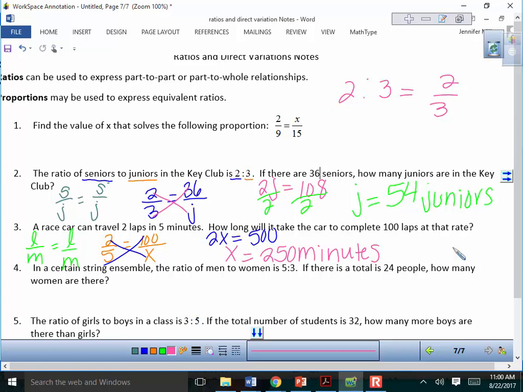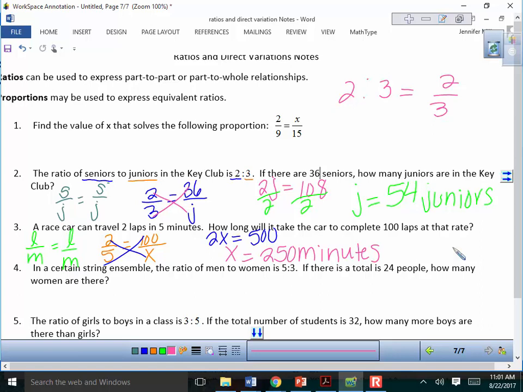All right. Number 4 says in a certain string ensemble, the ratio of men to women is 5 to 3. If there's a total of 24 people, how many women are there? Okay, so we're not comparing part to part anymore. We're not comparing one thing to another thing. We're comparing part to the whole, okay?